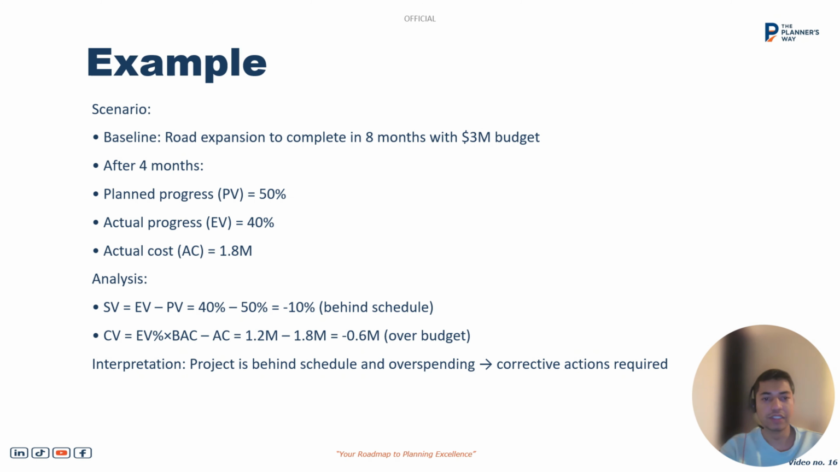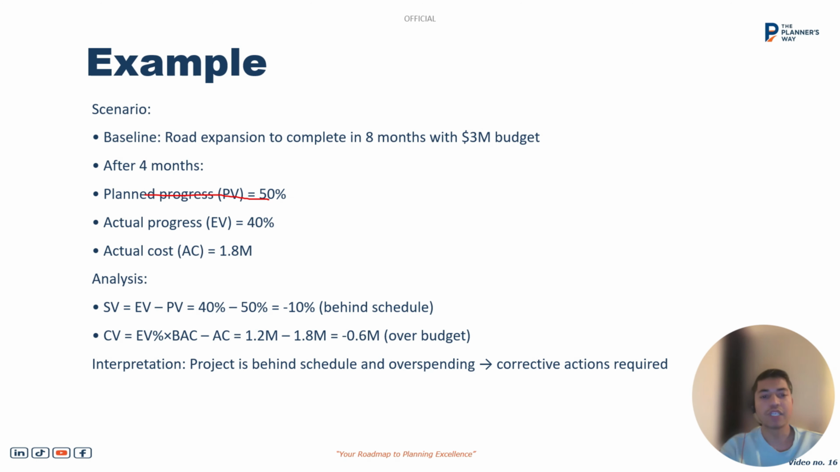Let's explain the technique of variance analysis by taking an arbitrary scenario using this example. The example we have taken is a road expansion, which we need to complete in 8 months within a budget of 3 million. After 4 months, which is halfway through, the project manager wants to see what the progress is. For that, the planned progress is 50% as we are halfway through the project, which is the 4th month.